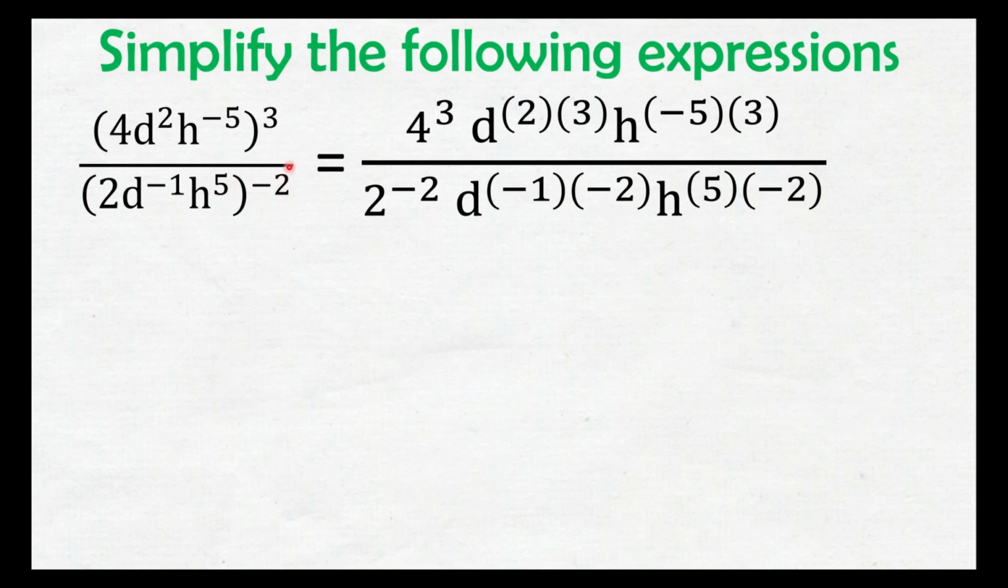Dito naman sa denominator, distribute ko naman yung negative 2 sa 2, d at saka sa h. So, we have 2 raised to negative 2, d raised to negative 1 times negative 2. May negative 1 yung d natin, exponent na negative 1, so multiply natin yan dito sa negative 2. Power of a power. And then, h raised to 5 times negative 2. Distribute natin ang negative 2 dito sa h, so we have h raised to 5 times negative 2.